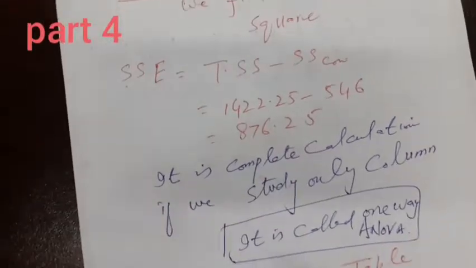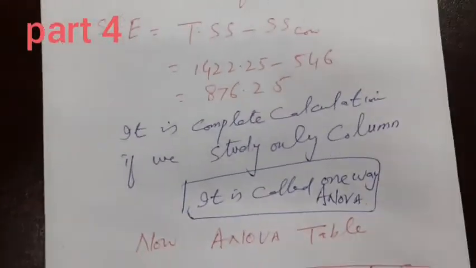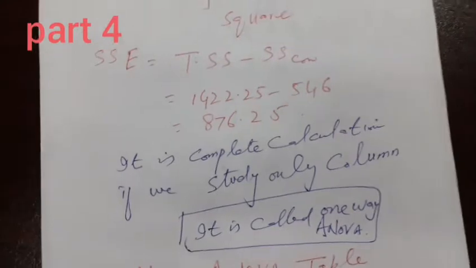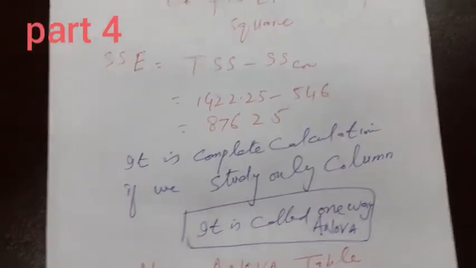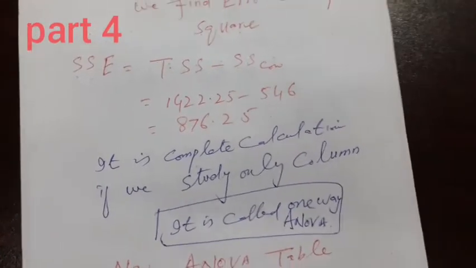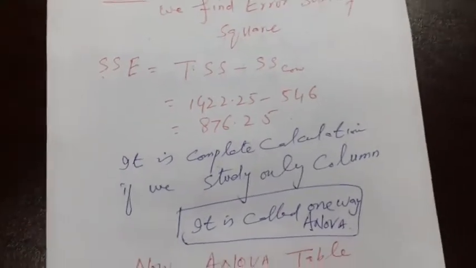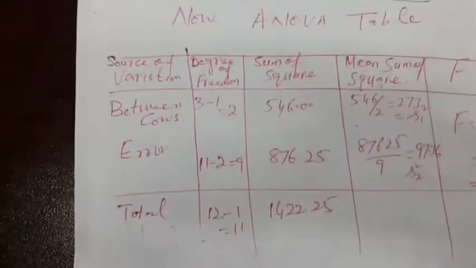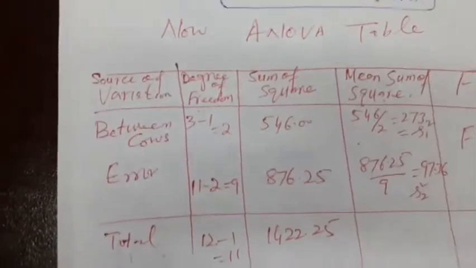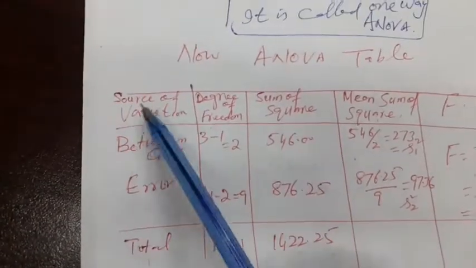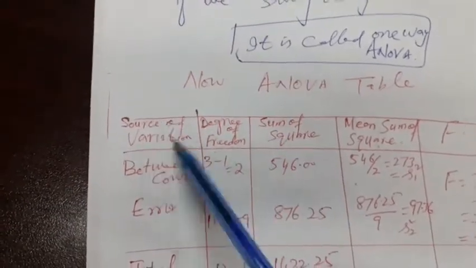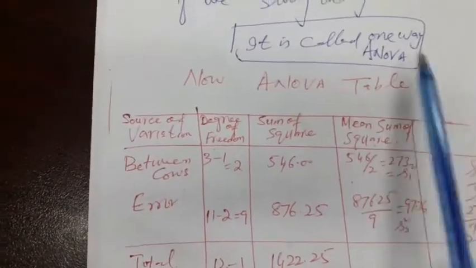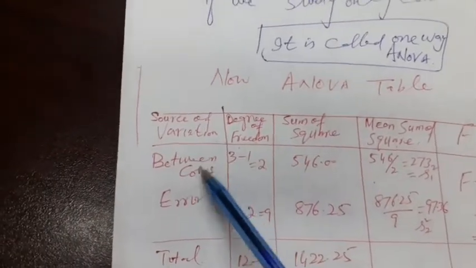Calculation of one-way ANOVA. In one-way ANOVA, we just work on the columns, so it is actually one way. Now we have the one-way table. Source of variation: the given sources, between columns. Here I have written between columns.